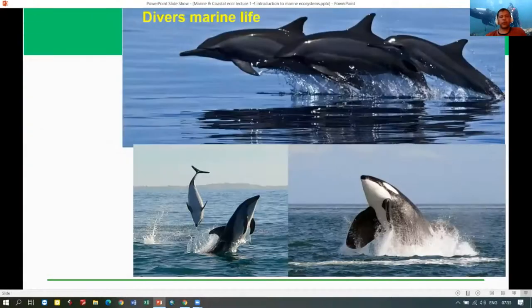Right. And from that to another unique ecosystem, that's with the marine mammals, right? From dolphins to whales.